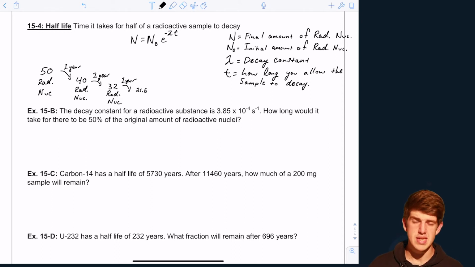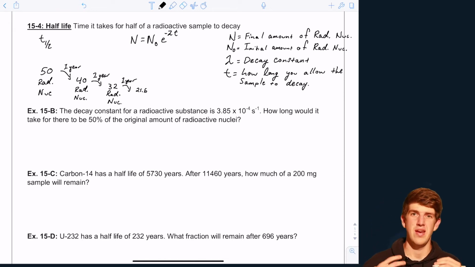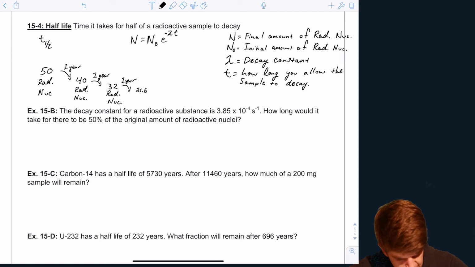Now, what's nice is there is a formula using the decay constant that you can use to find the half-life. And that formula is just T 1/2, the time it takes for half of my original sample to decay, my half-life, is equal to the natural log of 2 over my decay constant.